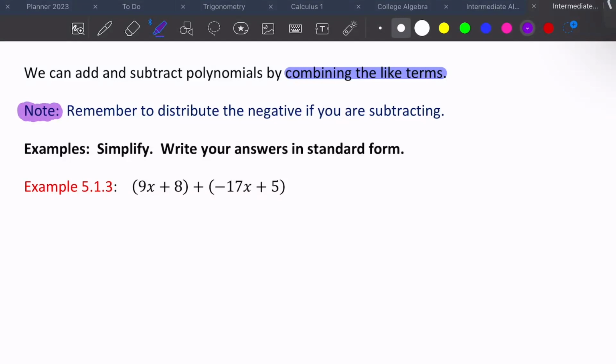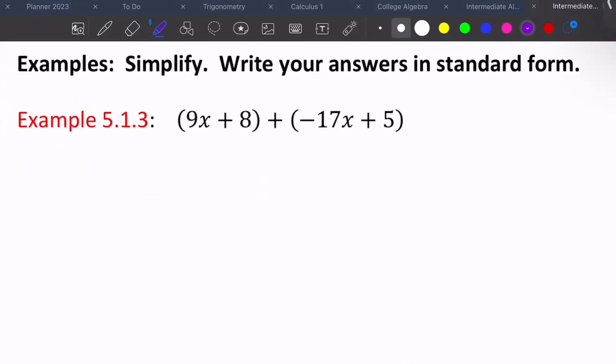You have to distribute the negative if you are subtracting, okay? If you are subtracting, distribute the negative. If not, we're just going to add like terms as usual, okay? So in this example, 9x plus 8 plus negative 17x plus 5. Okay, so we are going to add like terms.